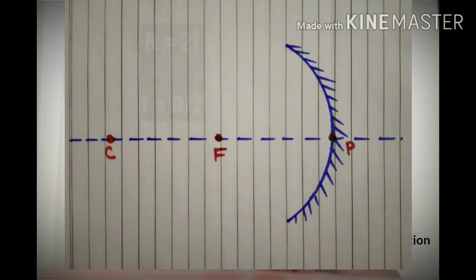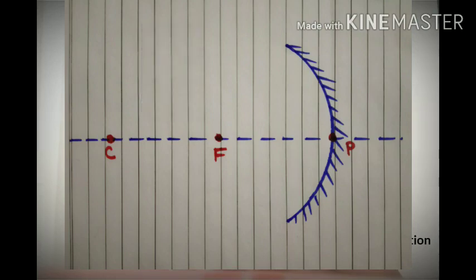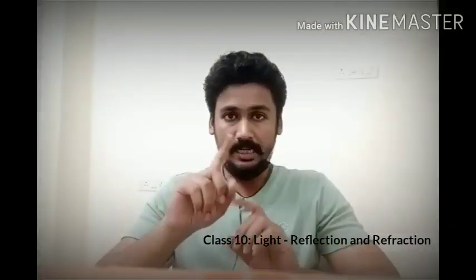What is to be remembered is that the focal length is always half of the radius of curvature. Focal length we denote by small f and the radius of curvature we denote by capital R. So we get 2f = R, or f = R/2. Remember, this is applicable for concave mirrors as well as convex mirrors. These kinds of diagrams we are going to follow when we do the ray diagrams.